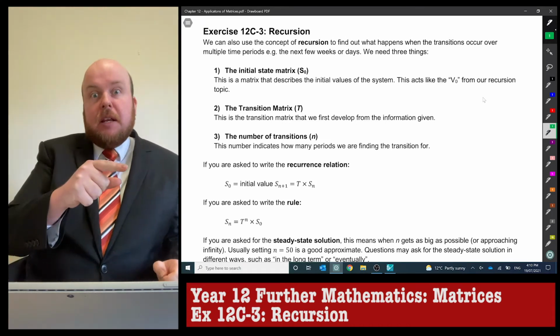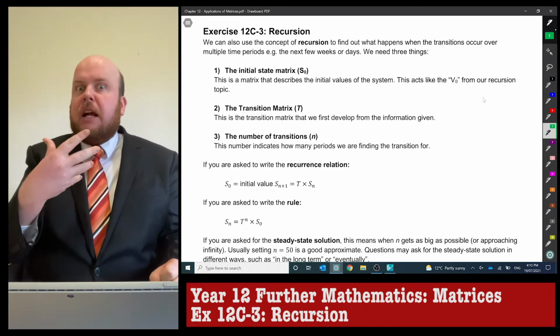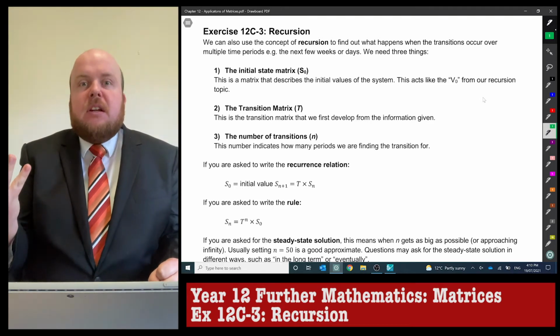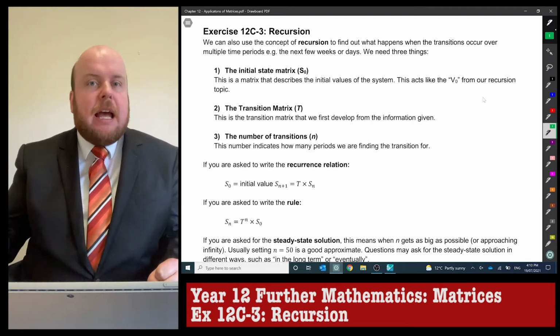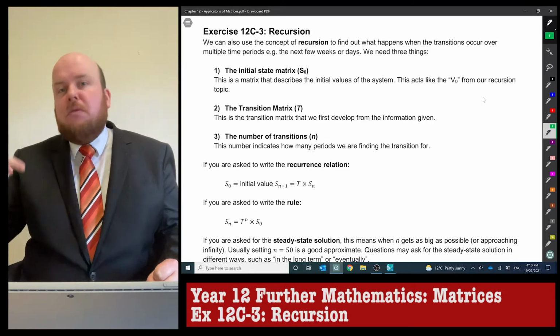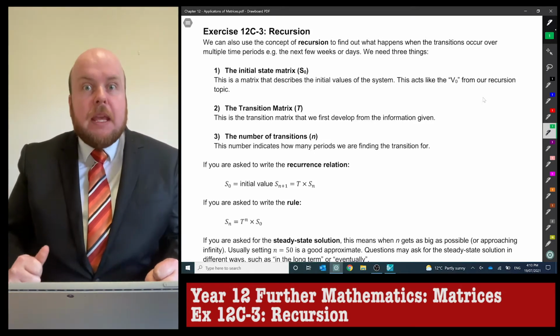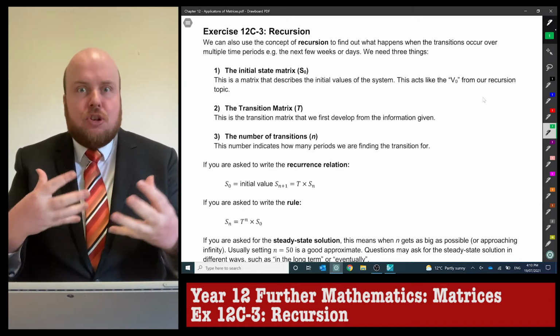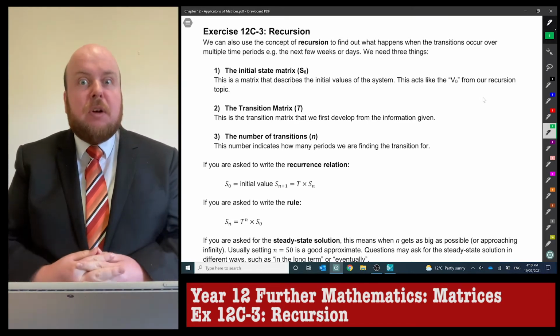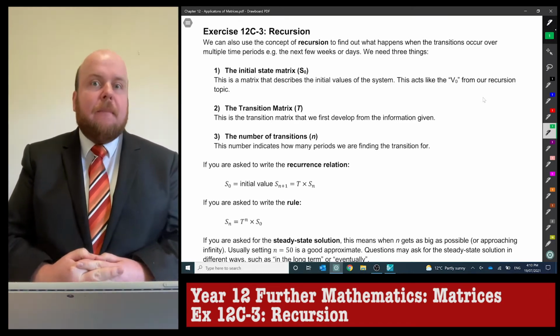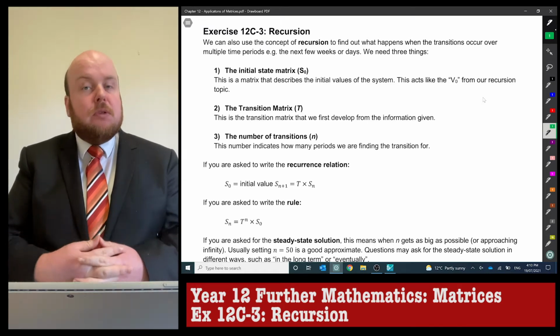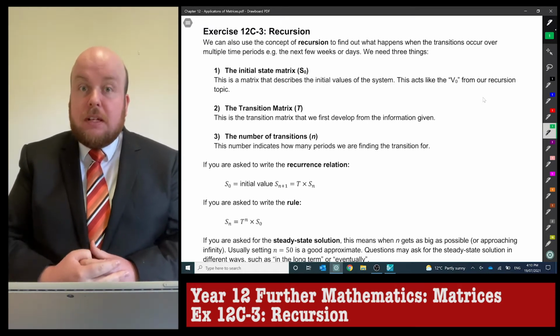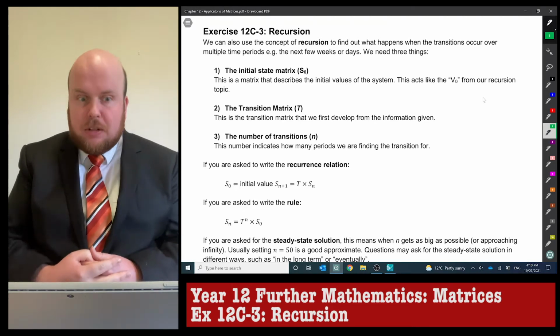So if we want to find out not only what is the likelihood of it being sunny the next day, but what about the day after that? Or the day after that, or the day after that, and so on. And you can possibly hazard a guess just by the attitude of the language. This is very much a recurrence relation scenario. And so now we need to be able to use matrices and transition matrices to do recurrence relations.